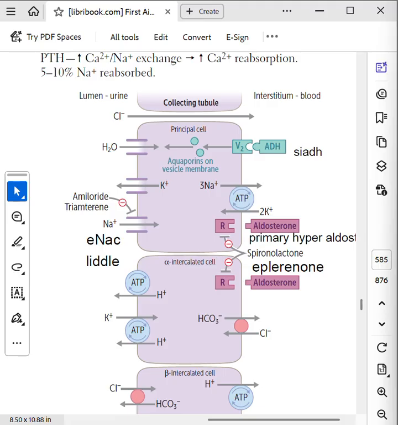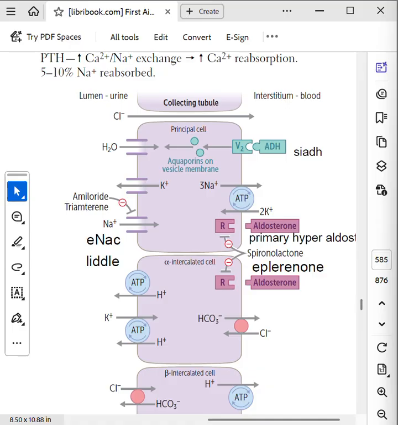So it extends from the connecting tubule, cortical connecting tubule, to the cortical collecting duct and the medullary collecting duct. We have different cell types here: principal cells, alpha intercalated cells, and beta intercalated cells. The function of the principal cells is basically to reabsorb sodium via epithelial sodium channels, to secrete potassium, and to reabsorb water. These are the three things that are happening in the principal cell.